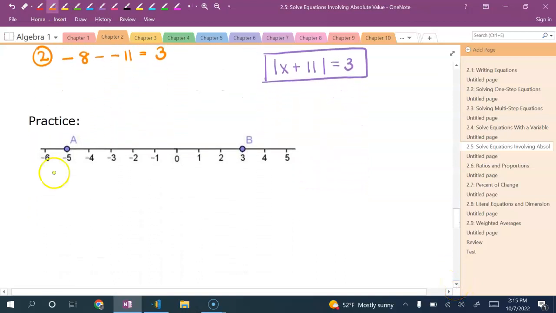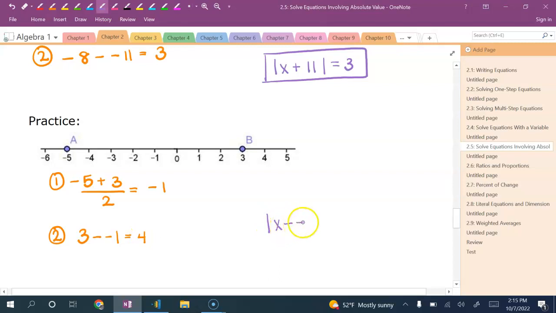For the second practice problem, I would start by taking negative 5 plus 3, divide that by 2, and you get negative 1. To find your distance, 3 minus negative 1 would be 4. So we have absolute value of x minus negative 1 equals 4. And once again, I've got double negatives, so I would switch that to absolute value of x plus 1 equals 4.